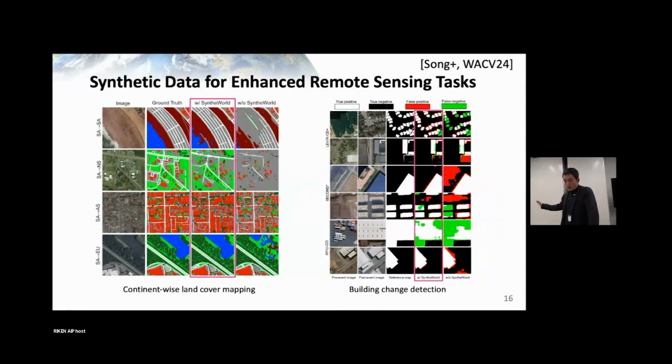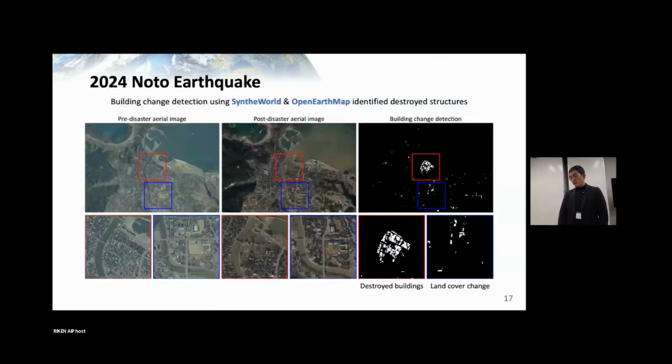results, but for another task, building change detection. So together with the real data, we have confirmed that for real benchmark data sets, this change detection synthetic data could boost up the performance for building change detection. We are working not only for benchmarking. Our motivation is real application in helping and supporting disaster response.